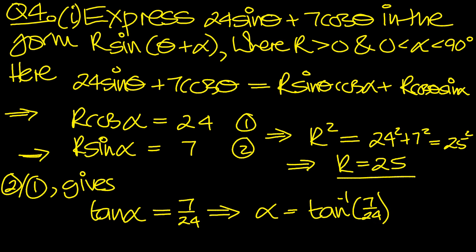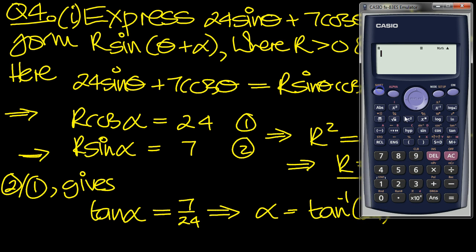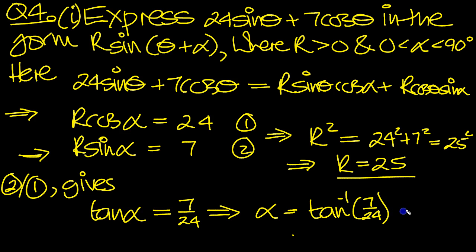We're working in degrees mode, so let's tap it in the calculator then. I'm in degrees mode. Shift tan of 7 divided by 24. 16.26 degrees. So I'm going to keep it to 1 dp, 16.3 degrees. And that was to 1 decimal place. So there's alpha.